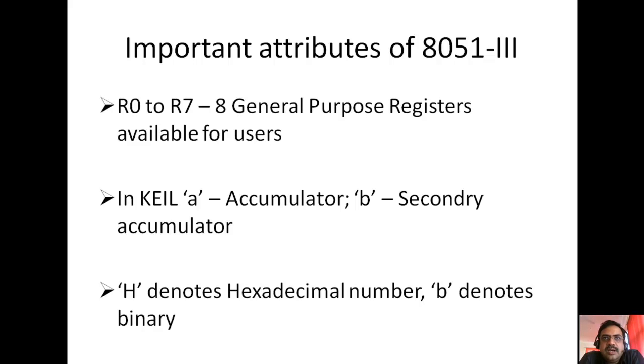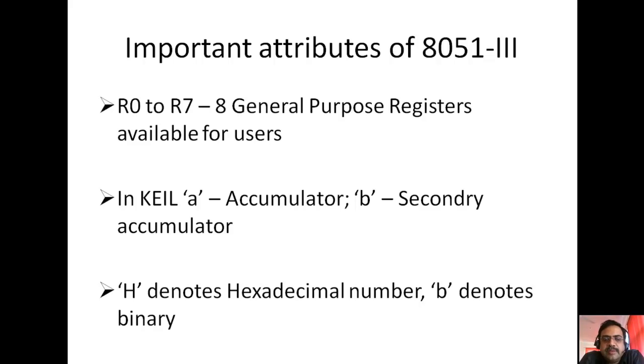Now, when I go to KEIL, I'll show you there will be a small alphabet A in the left pane of your KEIL whenever we go into the debug mode. A stands for accumulator, and there is another alphabet B that will be seen in the left pane window when you get into the debug mode. It's called B, the secondary accumulator.